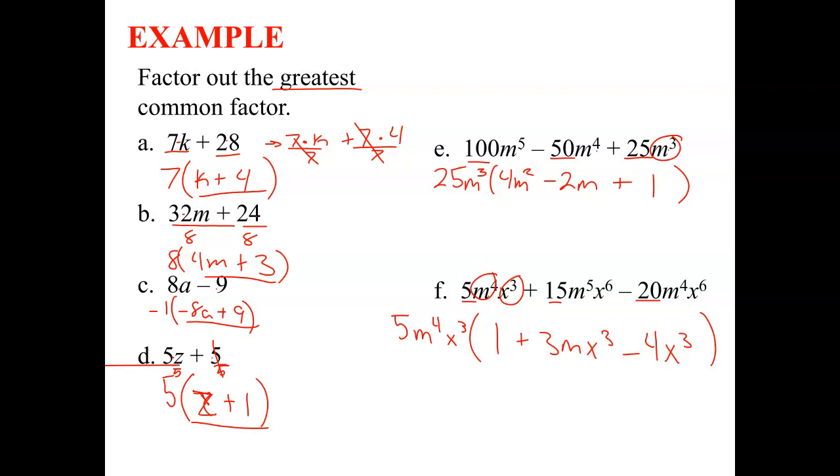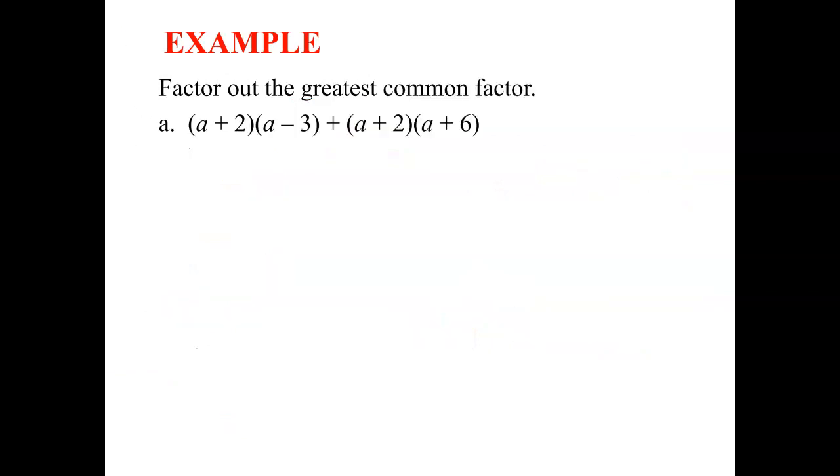Okay, so those are all monomial greatest common factors. But greatest common factors don't just have to be monomials. They can be polynomials themselves. So I have (a plus 2) times (a minus 3) plus (a plus 2) times (a plus 6). Each of these is a term. The factors in each of these terms are a plus 2 and a minus 3, a plus 2 and a plus 6. So what factor do they have in common? A plus 2. It's that entire binomial.